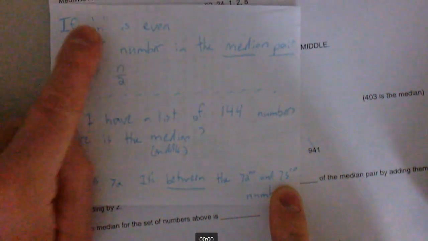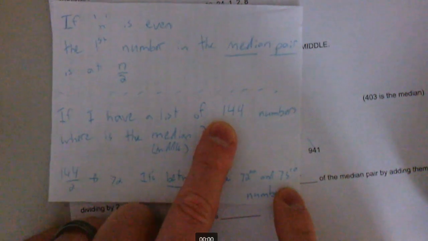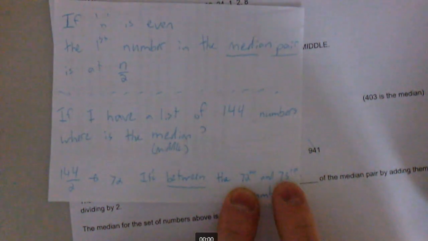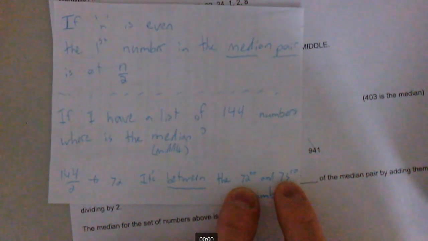We already discussed right off the bat, if n is even, like 144, there's going to be a median pair. There are 2 numbers in the middle, and we have to figure out what's halfway between them. So I would figure out what the 72nd and 73rd numbers are, add them, and divide by 2, and that would give me the actual median.